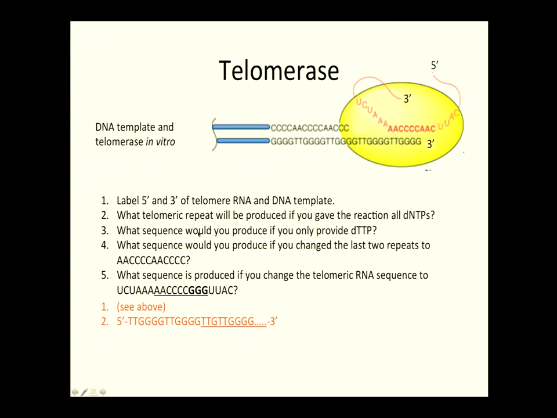Okay. Number 4, what sequence would you produce if you only provided the reaction dTTP? So what is dTTP? So it's just your thymine nucleotides, right? So if you only provided the reaction dTTP, what sequence would be produced here? So would you produce the Gs? No, right? So there's no dGTP in the reaction, right? So you just get TT, and then it would just stop. Does that make sense? Yeah? Okay.